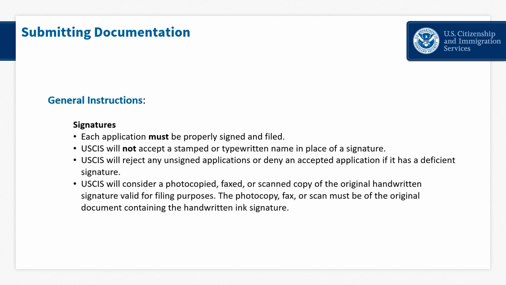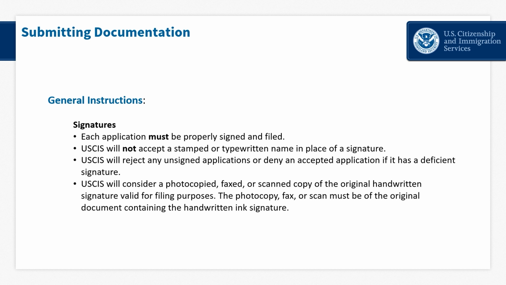As you can see, the preceding parts of the I-956G require individual signatures. Each application must be properly signed and filed. Failure to properly sign the form may result in rejection of the form. Please note that it is not acceptable to use a stamped signature or typewritten name in place of the certifier, authorized individuals, interpreters, or preparer's signature.